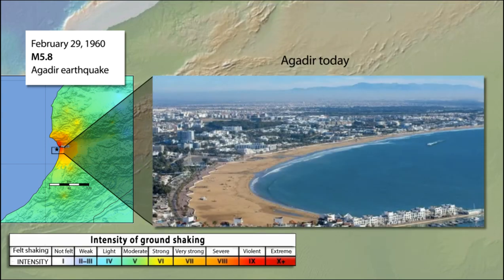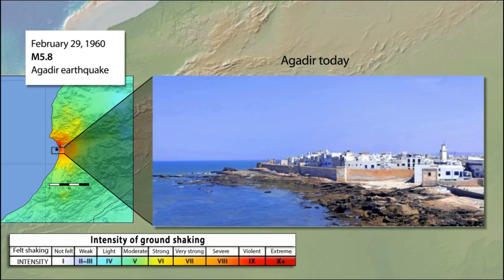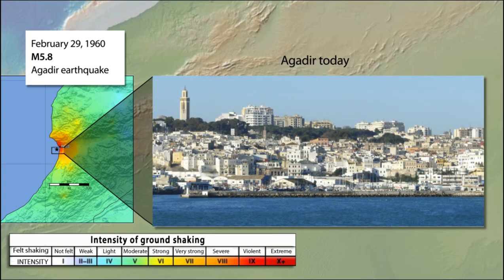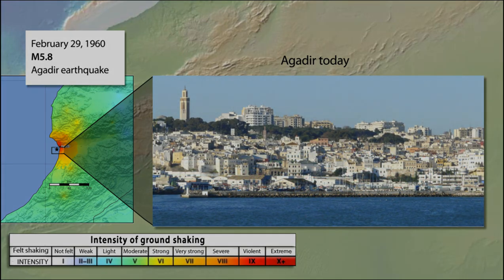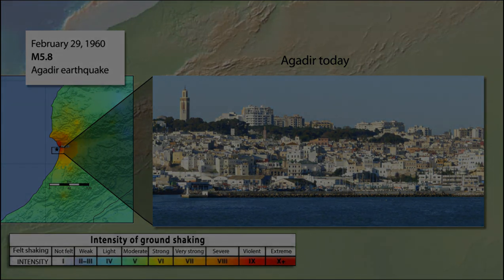And young sedimentary layers in the coastal valley amplified the seismic waves. Despite a previous town at this location being destroyed by an earthquake in 1731, few buildings were constructed to seismic codes because people thought that the area did not have earthquake risk.